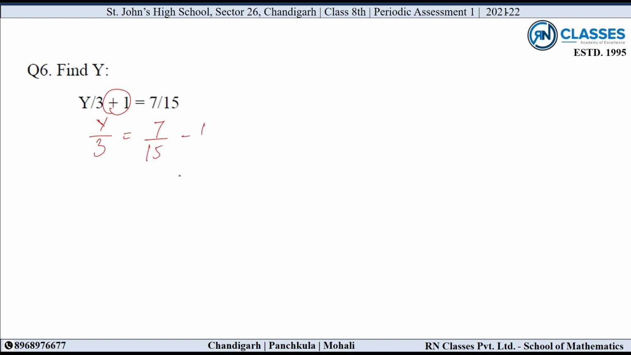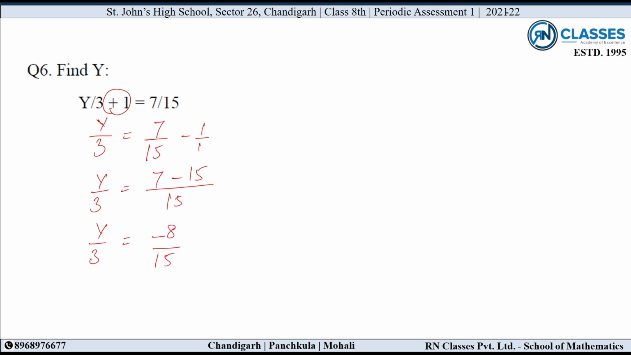y by 3 is equal to 7/15 -1. Right? Take LCM as 15, 7. Now there is also a 1 below it. 1 into 15, so 15 into 1 is 15. Right? y by 3 is equal to +7 minus 15, which is -8/15. You can write it directly.